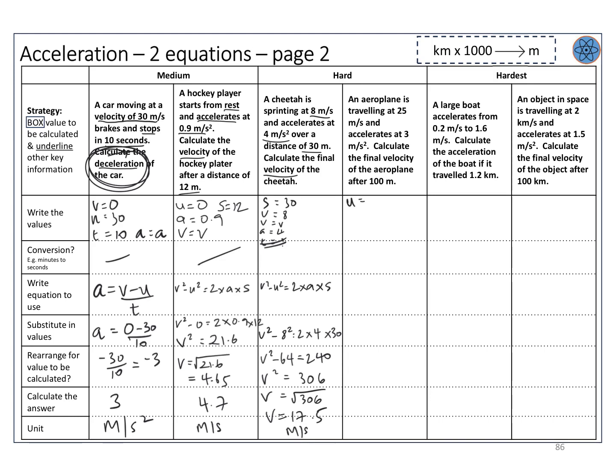For the next one, we've got an aeroplane travelling at 25 metres per second, accelerating at 3, and we want to find the final velocity after 100 metres. So again, we can write down what we know. So u is 25, our starting speed, acceleration we said was 3, we're trying to find v, and the distance is 100.